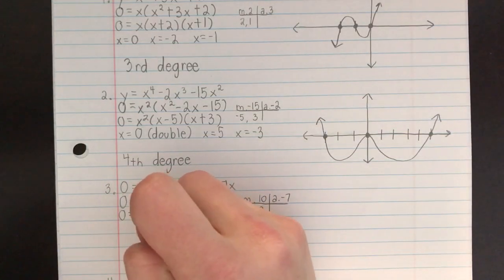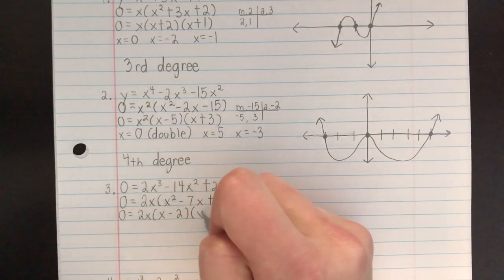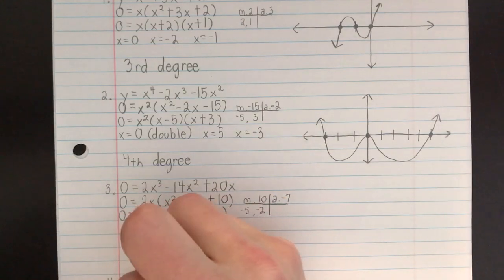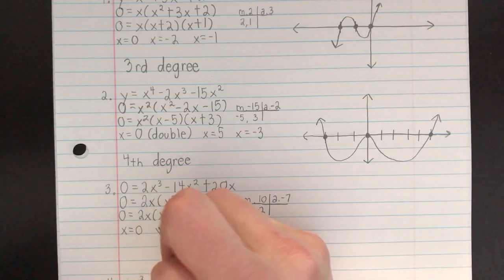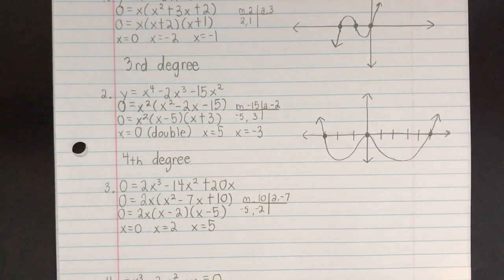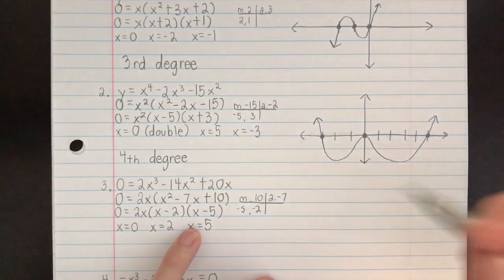So you'd have 0 equals 2x, x minus 2, x minus 5. Okay, so my roots are going to be x equals 0 because of the 2x, x equals 2, and x equals 5, with no doubles or triples or anything like that.